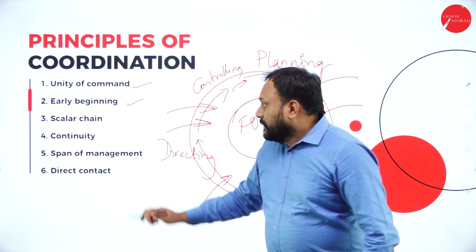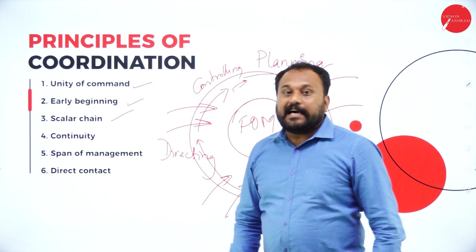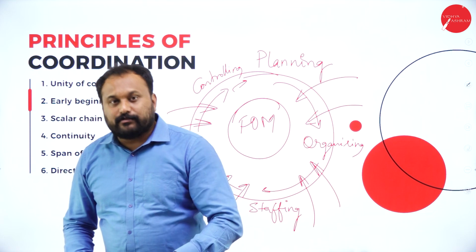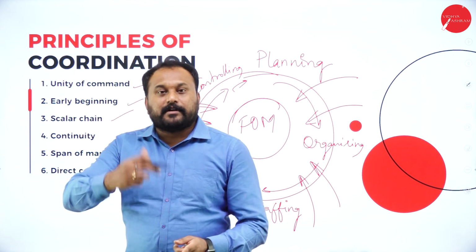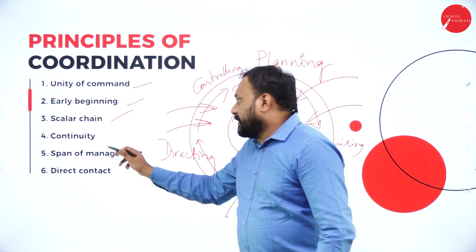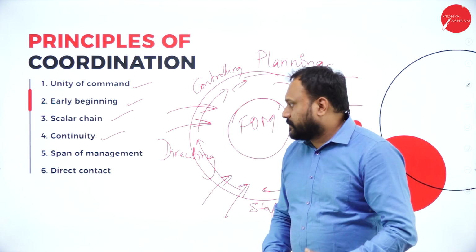That's why it is early beginning. The next coordination principle is scalar chain. That is, from the top to the bottom, authority flows. From the bottom to the top, responsibility goes. So it is a scalar chain. Coordination is continuity. It is continuous.